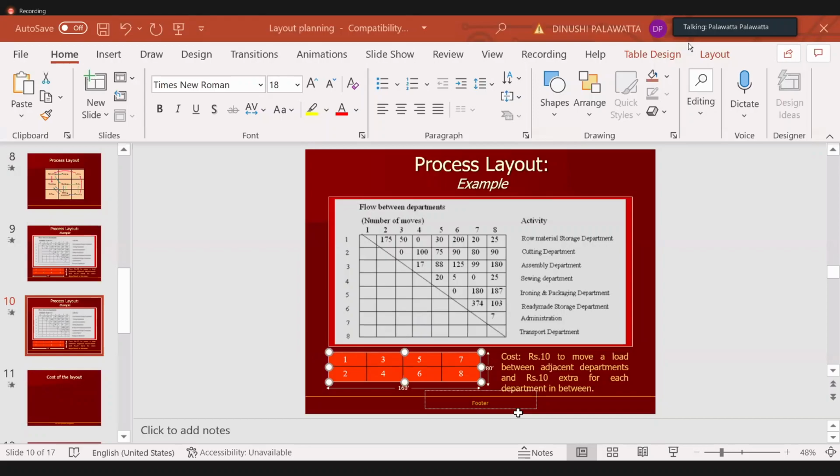And then the department structure is 1, 2, 3, 4, 5, 6, 7. Okay.